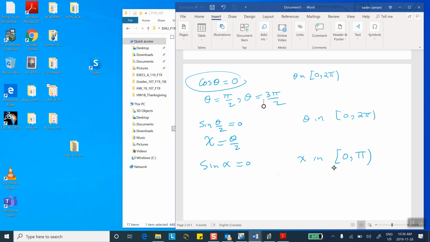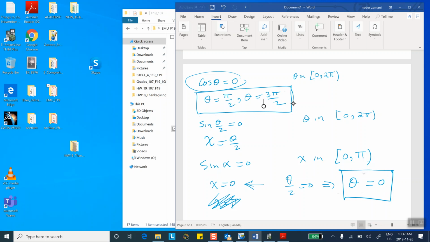Okay. So let's see now. We want sine of x equal to 0 and x between 0 and pi. So x equal to 0, obviously. And ordinarily, I say x equal to pi, but then this is not in that interval. See that? It says pi is not included. So this is the only solution that we have. But what is x? X is theta over 2. And that means theta equal to 0. So the solution to our equation is this and the other two.